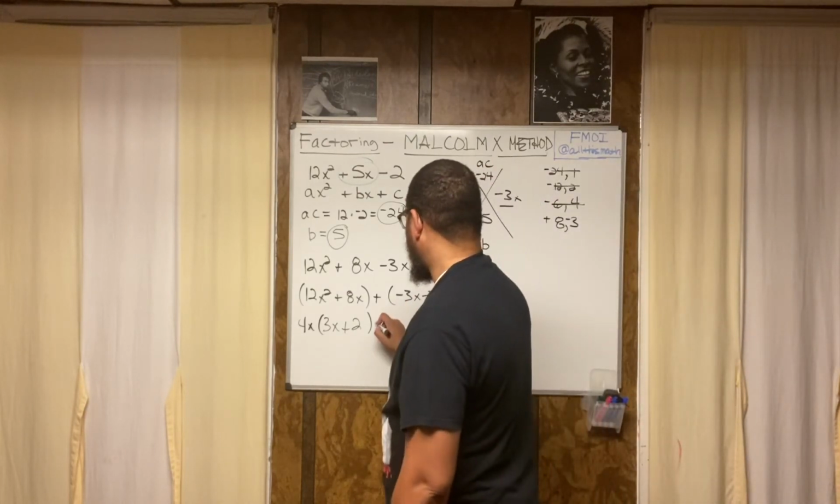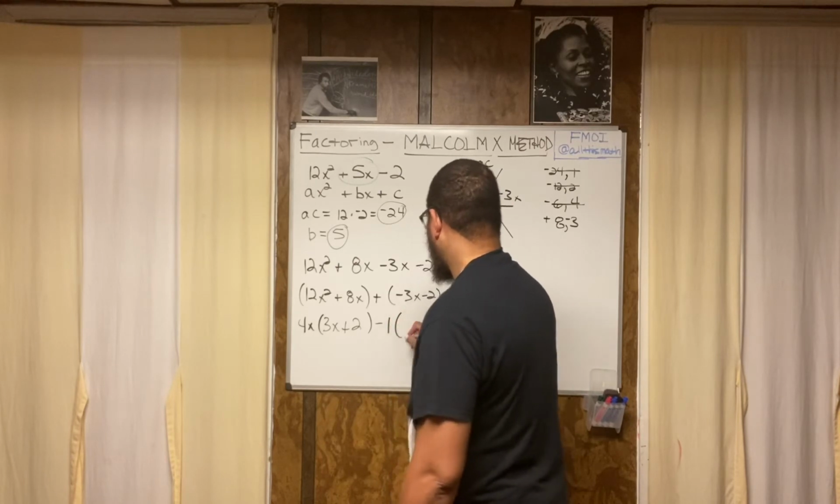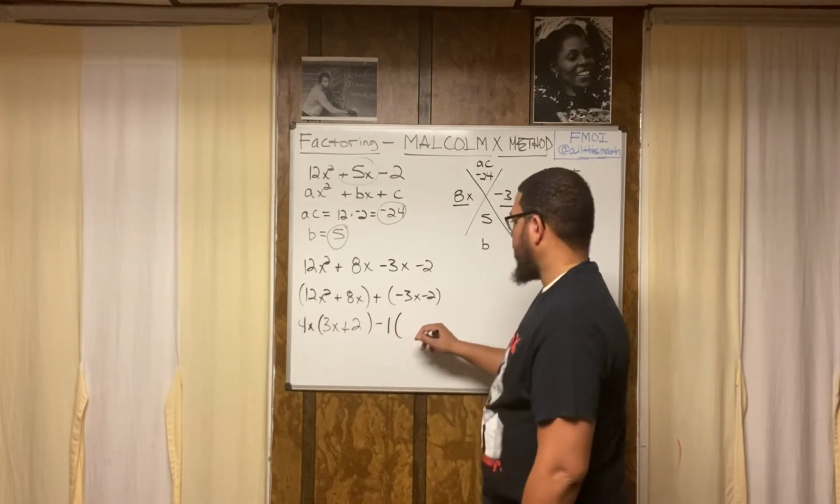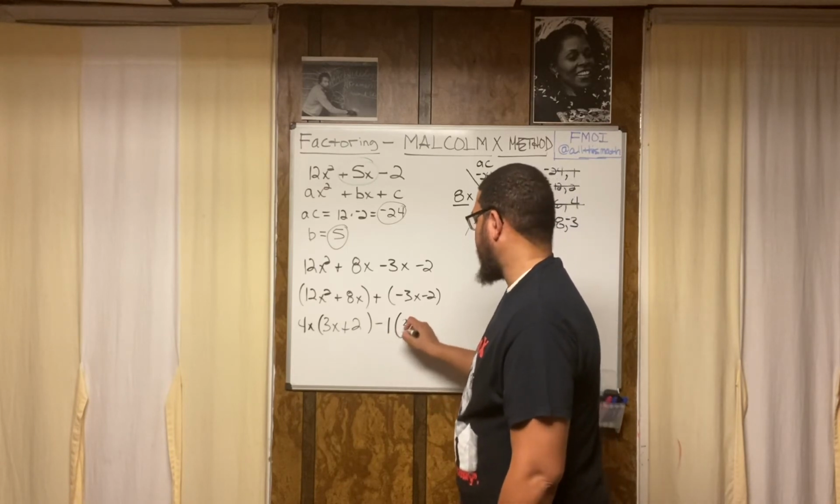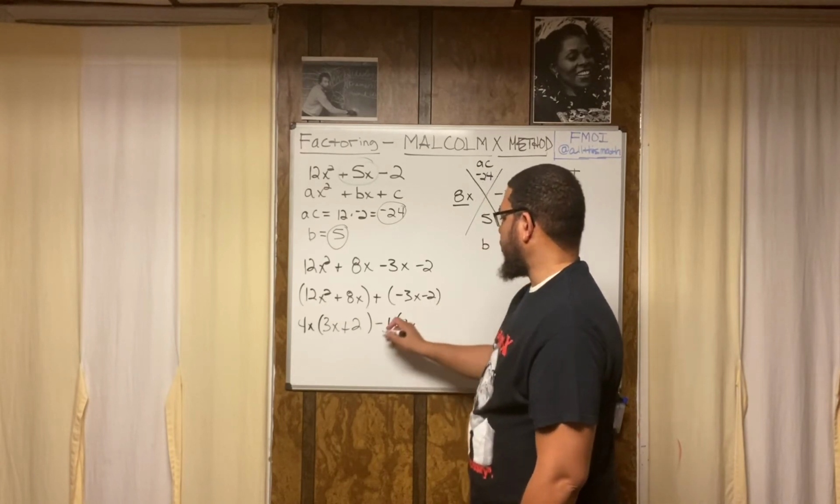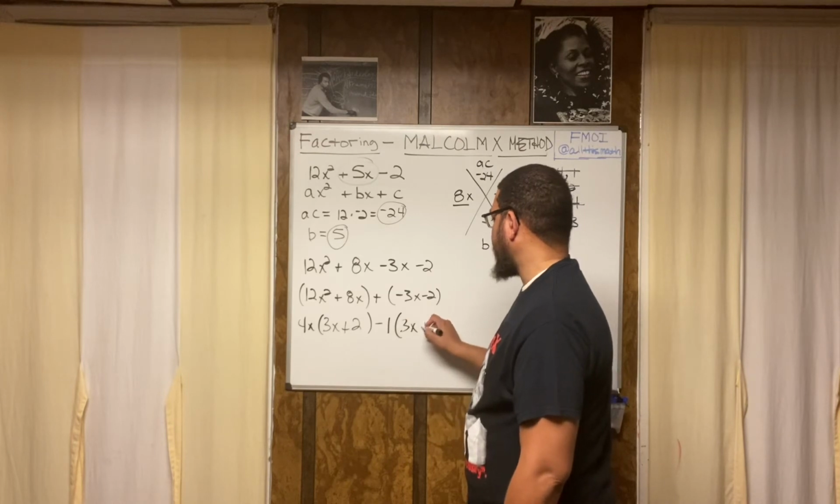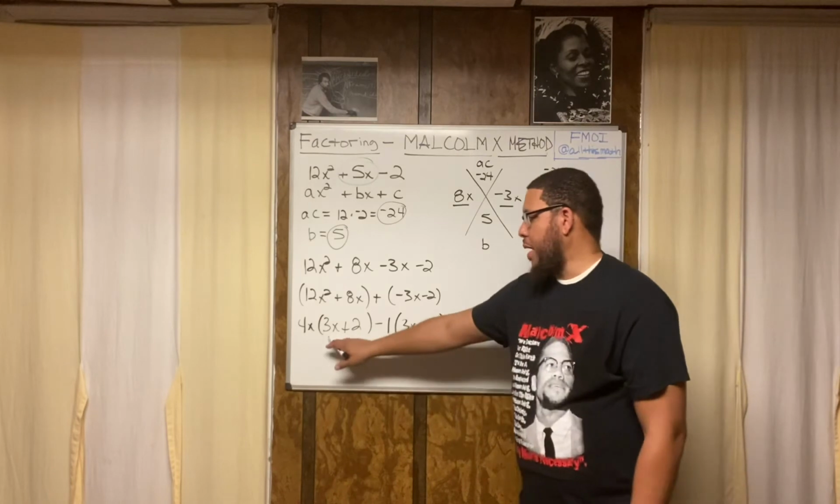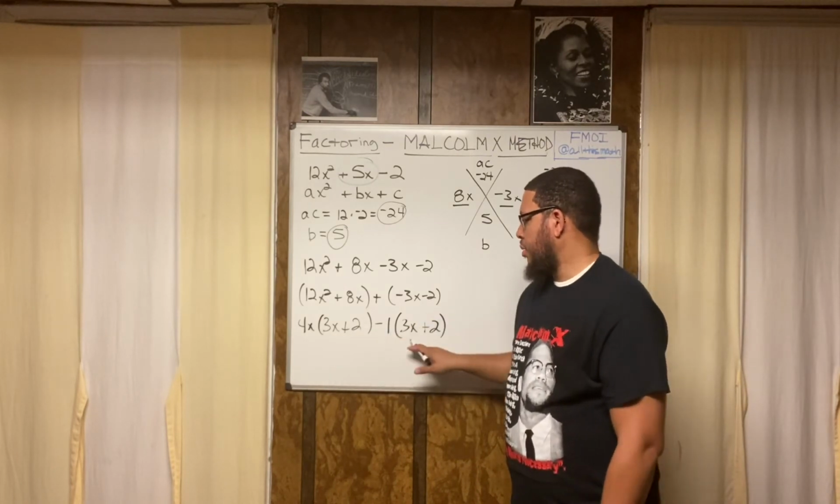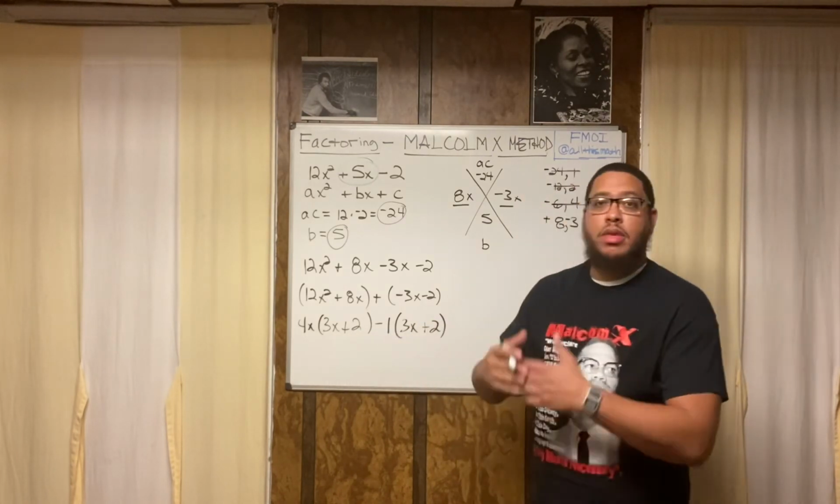So this is what we're going to do. We're going to do minus 1. And then negative 3x divided by negative 1 is positive 3x. And then negative 2 divided by negative 1 is positive 2. Now look what happened. Both of the binomials match up. So again, common factor.